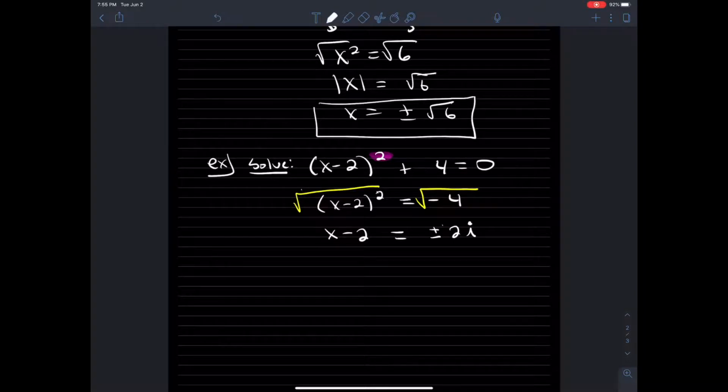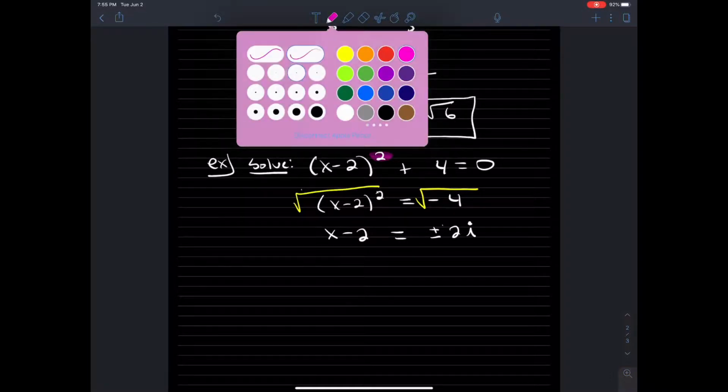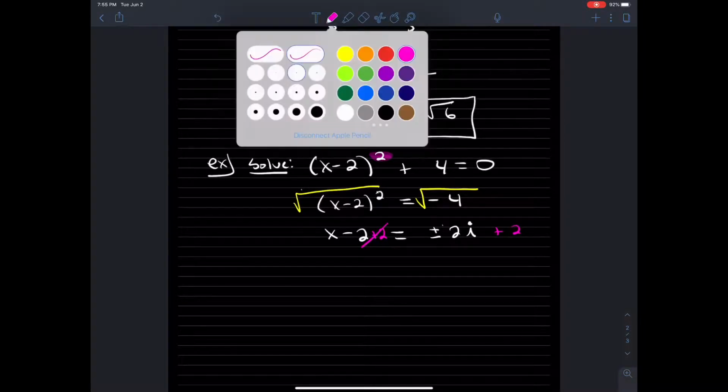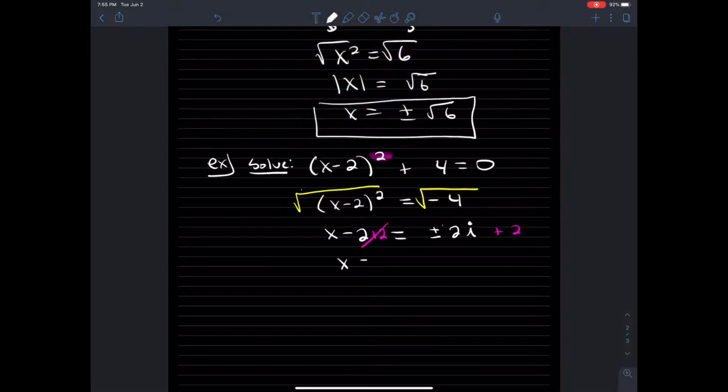So now we isolate x. We're not done. If I add 2 to this side, I can add 2 to this side. That cancels, and I get x is equal to, I like the 2 being in front, 2 plus or minus 2i. And that's 2 solutions, okay?